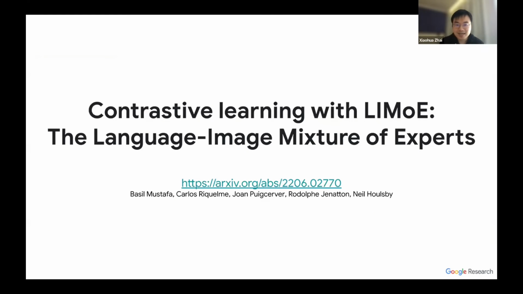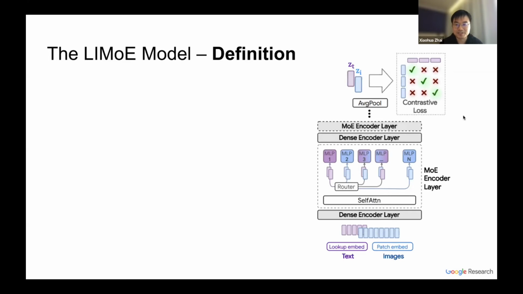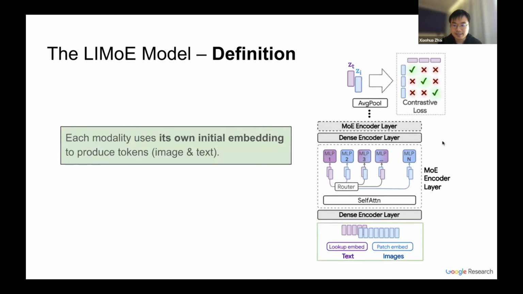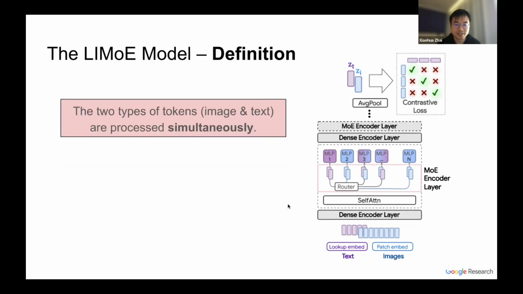So next, I will introduce an alternative to the standard two-tower contrastive learning, with a mixture of experts. The idea is very simple. It tries to use a single shared ViT model and replace every other MLP with a MoE of MLPs. In this case, it takes text as input and image as input, and each modality uses modality-specific embedders to produce embeddings for different tokens. But after this, the two types of tokens are processed simultaneously by the LIMoE architecture.